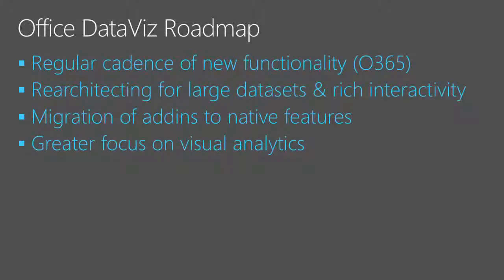As far as our visualization roadmap goes, you'll see a much more regular cadence of releases coming from this. A good example of that is with Office 365. Every month we're coming out with new features, new capabilities that are things that I know most of you really want. So you'll see more and more of that as we move forward. We've re-architected our infrastructure for larger data sets and richer activity. That was one of the big motivations for rewriting our charting engine.